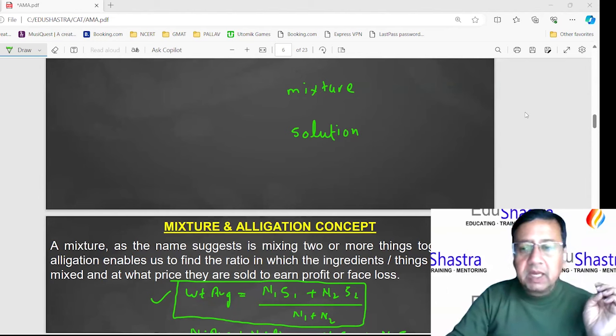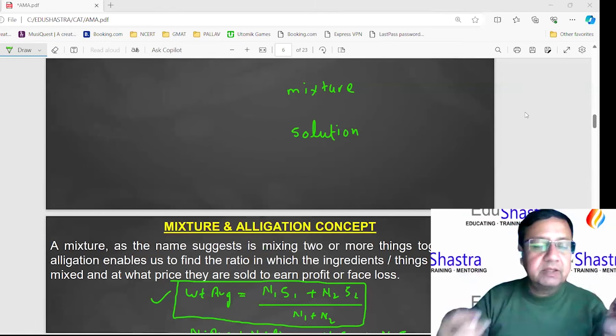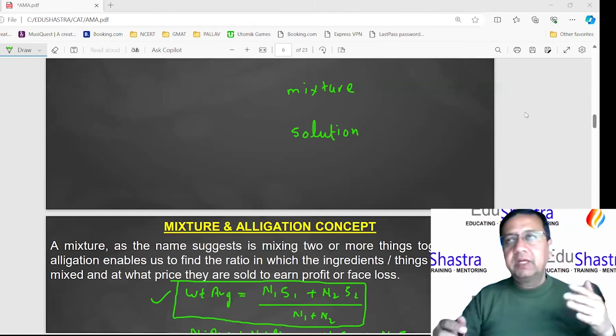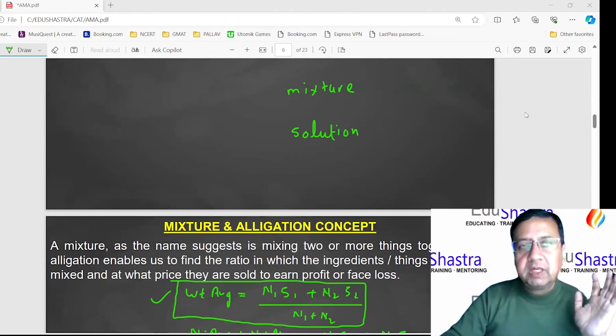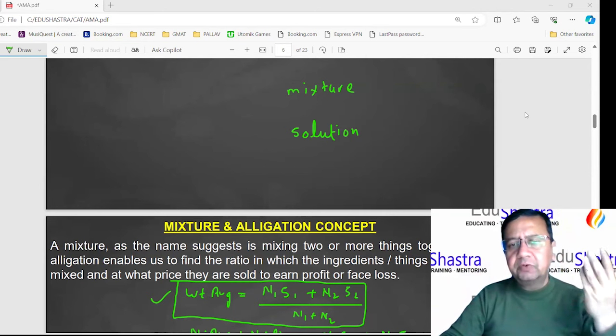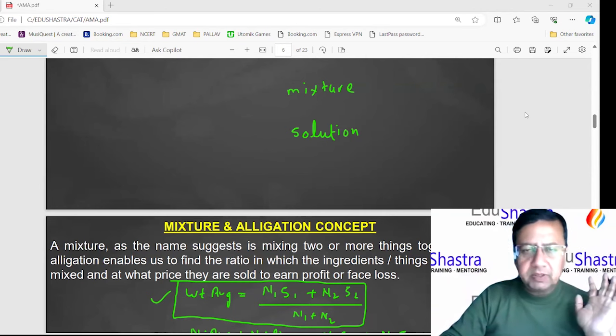So when you are mixing water in the milk, you will not be able to separate where is water, where is milk, right? And one thing which we have to note here is that the number of components are not restricted. Normally when we define these two terms, we say okay, when the two components are mixed, but this is not really restricted to two components. You can have two, three, four, five, any number of components, right?